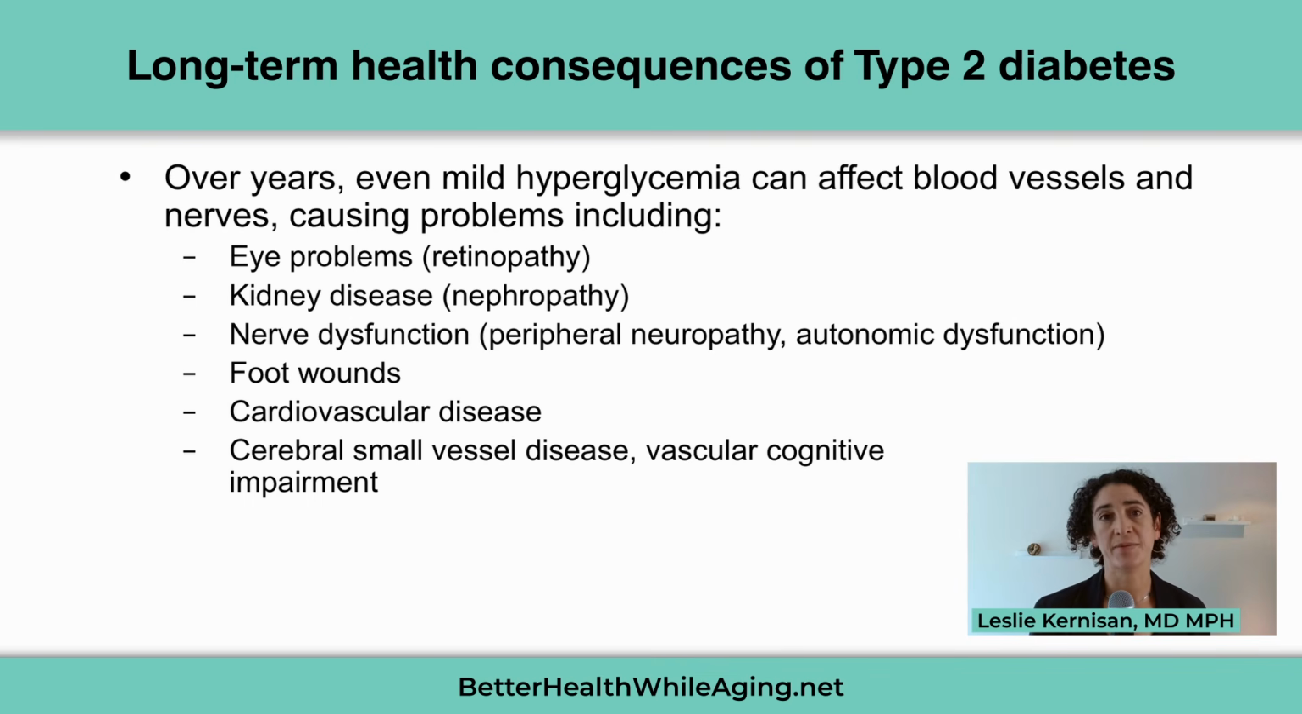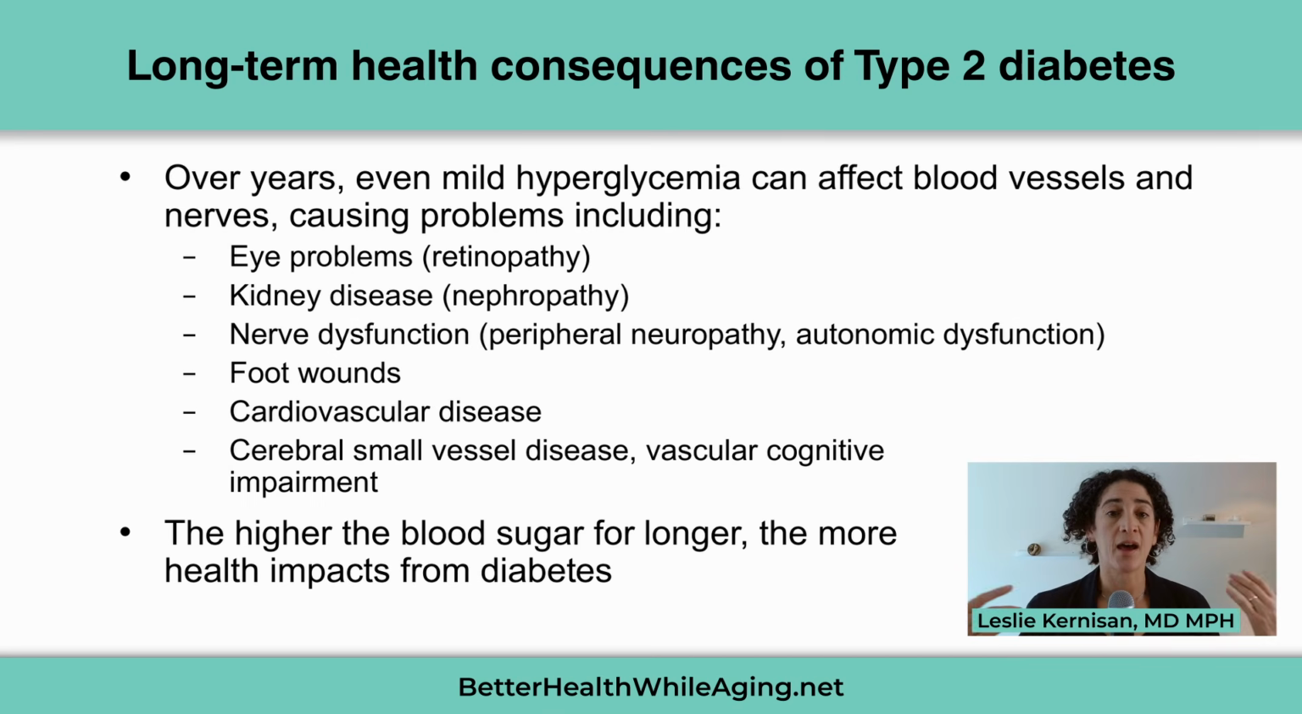So these are the problems that happen when people's blood sugar is too high for a long time. But this is a spectrum. So generally, the higher the blood sugar for longer, the more health impacts from diabetes. And so this is why when people have diabetes, we try to help them control their blood sugar, because when their blood sugar is mostly controlled, these long-term consequences happen very late after having diabetes a very, very long time, or maybe they won't even happen at all.